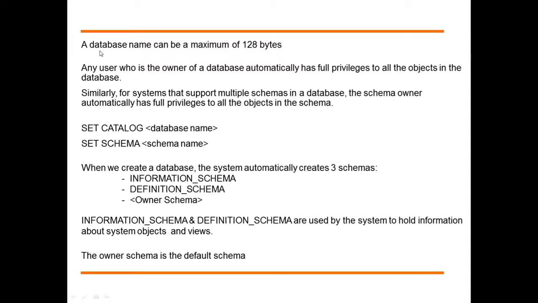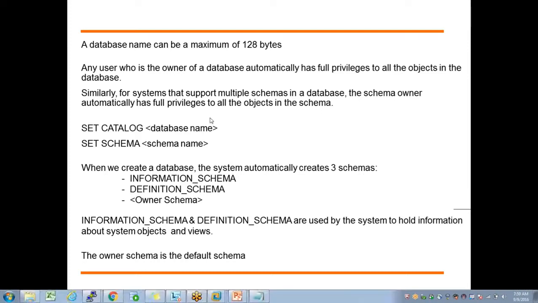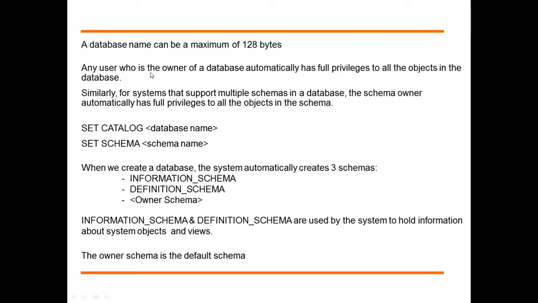The identifier names. Database name is one kind of identifier name, and can take a maximum of 128 bytes, just like 128 English characters. Any user who is the owner of a database automatically has full privileges. It's expected. Similarly, for systems that support multiple schemas in a database, the schema owner automatically has full privileges.